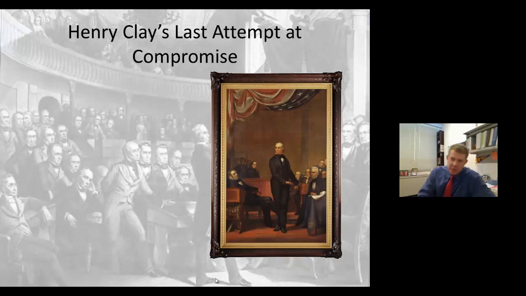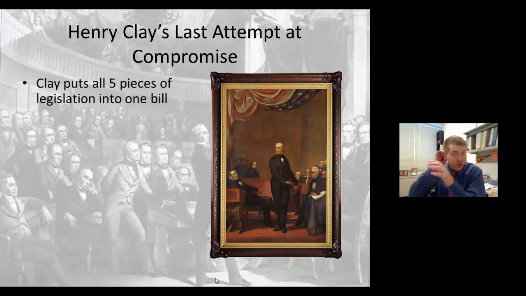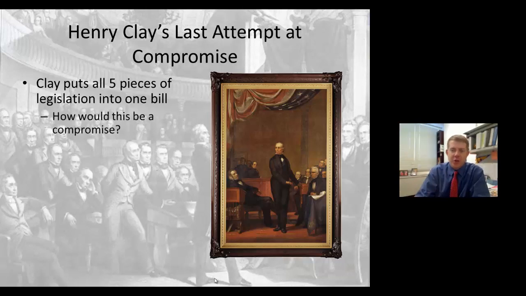We remember Henry Clay from the Missouri Compromise, and in 1850 he's going to attempt one last compromise. And so here's what he did. You take those 5 issues and he puts them all into one bill. It's called an omnibus bill, a big package. And so the question for you is, how would that be a compromise?